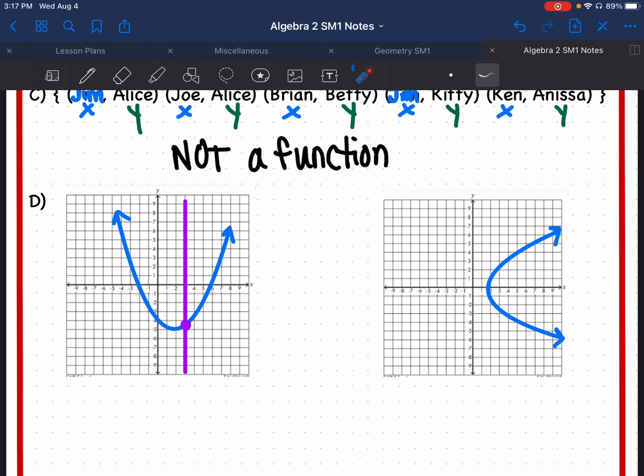along that graph. If it ever touches more than once, not a function. I don't think it's going to. I don't think there's any point on here where that's going to happen. This is a function. It passes the vertical line test. How about this second one?